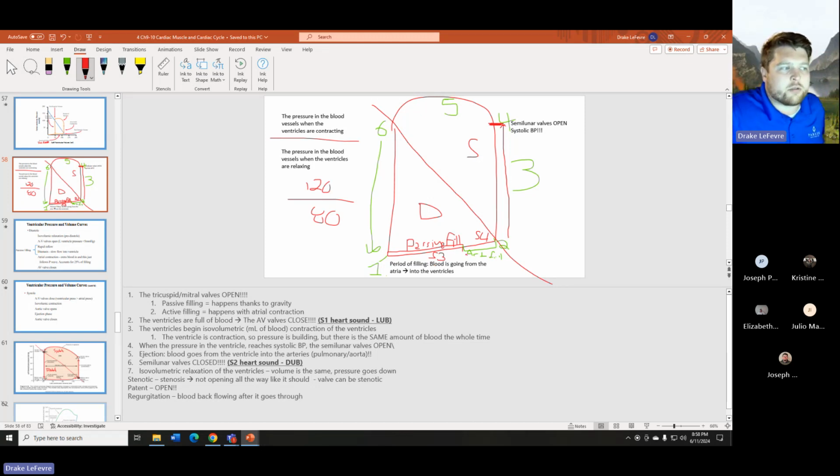Typically, you'll get one or two questions thrown in there about S3 and S4. S3, normal in children, pathological in adults. S4, always pathological.